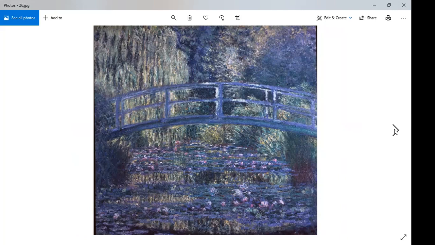This is Monet. Again, we've already spelled him M-O-N-E-T. Title is Japanese Footbridge, one word, Japanese Footbridge and Water Garden. And the date is 1899.